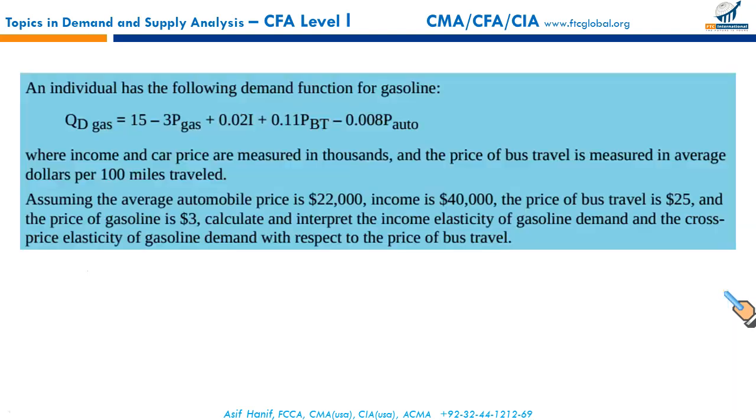Okay, now let's do a little challenging one. Now let's just try to interpret this function first and then see how these different elements are linked. An individual has the following demand function for gasoline. The quantity demanded for gasoline is 15 minus 3p, that's the price of gas, plus 0.02i, that is the income, plus 0.11 price of BT, here I think stands for bus travel, and P is the price of auto. Okay, now let's first try to interpret this function.